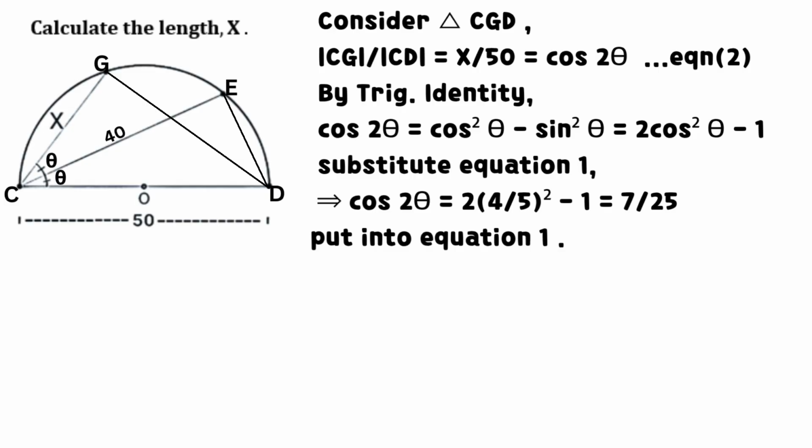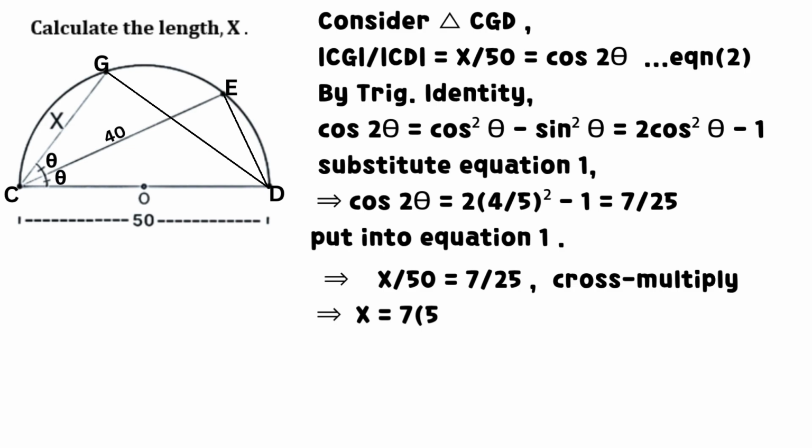Substitute equation 1. This implies that cosine 2θ equals 2 times the square of 4 divided by 5, minus 1, which equals 7 divided by 25. Put into equation 2.